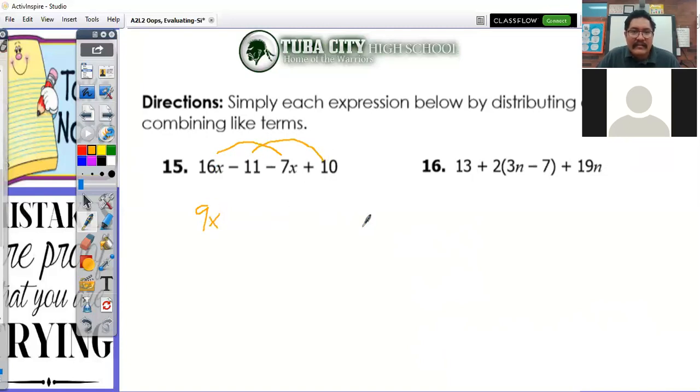And regular numbers. Regular numbers are considered like terms. Well, we call them constant values is the word that we have. So let's add the constant values together. So that would be minus 1 because negative 11 is bigger than positive 10. So our answer is going to be negative, and 11 minus 10 is 1. So we get 9x minus 1 here.